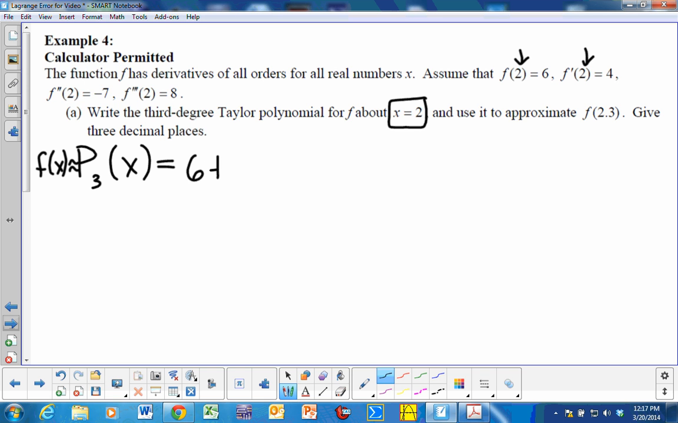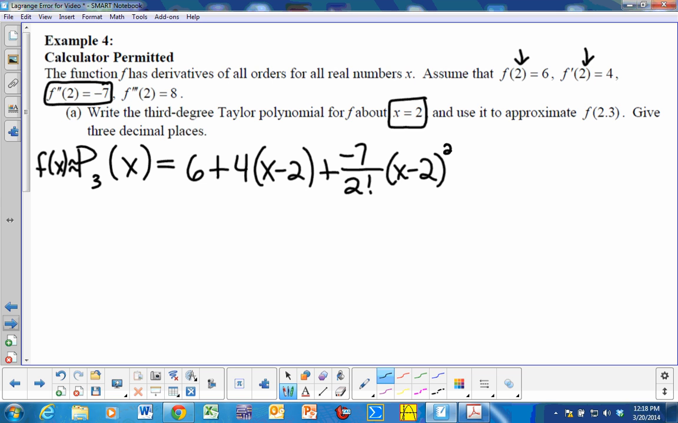Well, that's 6. Plus, then we take the first derivative at 2, which is 4, times x minus the center, which is 2. Plus, we take the second derivative evaluated at 2, which is negative 7, over 2 factorial times x minus 2 squared, plus third derivative 8 over 3 factorial times x minus 2 cubed. It's always the same format, the coefficient over the factorial and power that all agree. And so there's your polynomial.